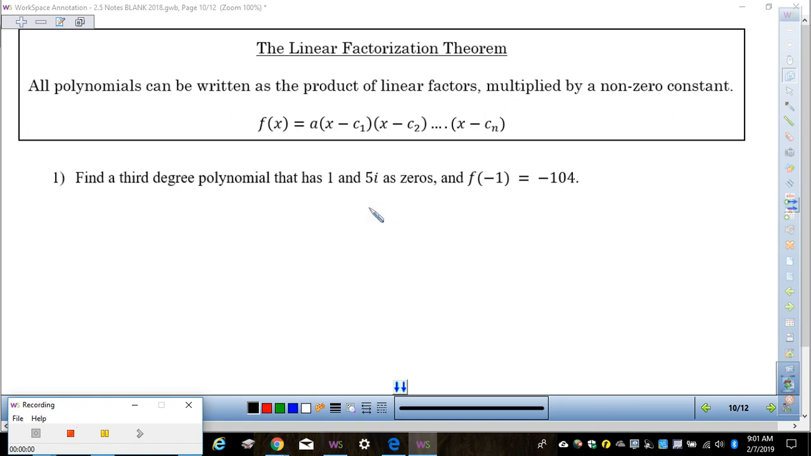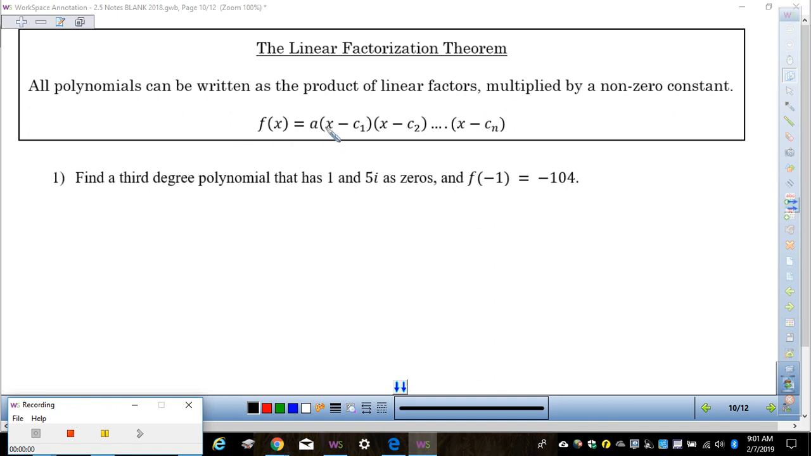This is the second part of lesson 2.5, and in this section we're going to be looking at the linear factorization theorem. So this is something that should look familiar. It's just a more formal way to state something that we should already know, and that is that all polynomials can be written as the product of linear factors multiplied by a non-zero constant.